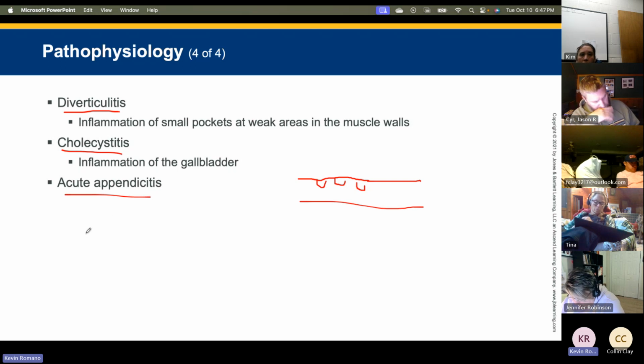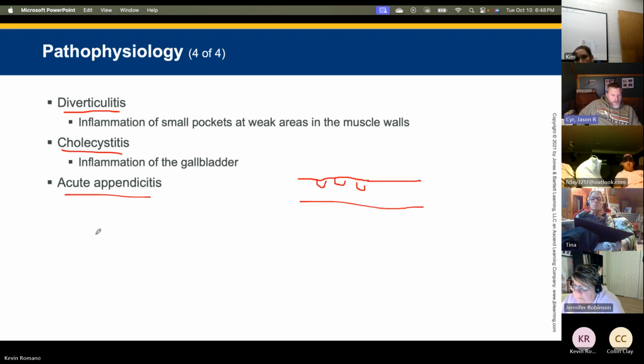Where is the appendix located? In the lower right. Lower right. And what is the name of that point that's used to locate it? Apex. Use of an M. I don't know. That's fine. McBurney's point.